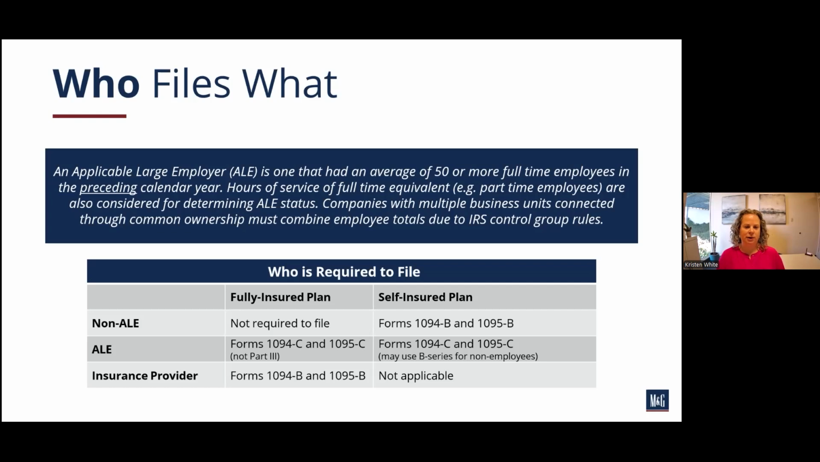So that's determined if you're an ALE, but then that last sentence there, so companies with multiple business units, so our controlled groups, aggregated groups, if you belong to any of that, then really you need to count all of your employees together to determine if, as a group, you are ALE status. If you are, then each separate entity that has their own EIN needs to file separately, because these are a form of tax forms. So the ACA information, like your company name, FEIN, needs to match what's on your W-2.